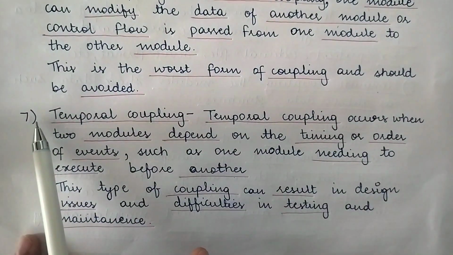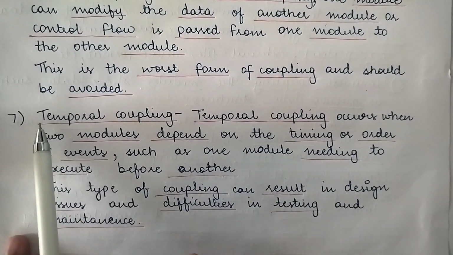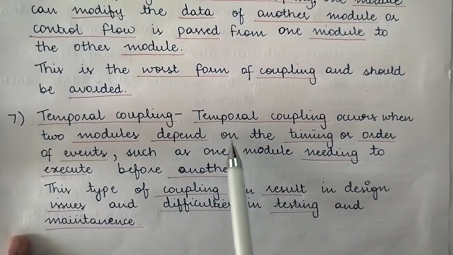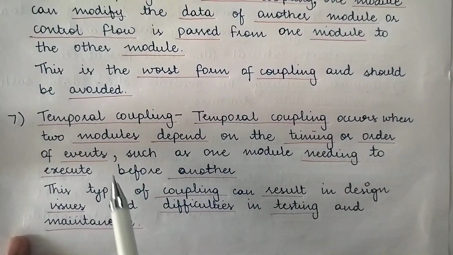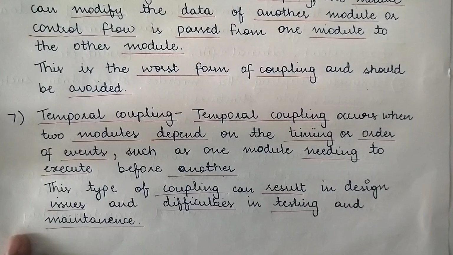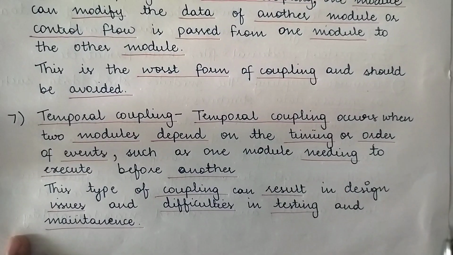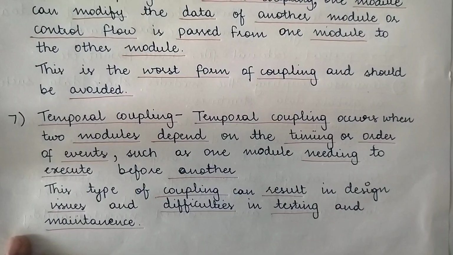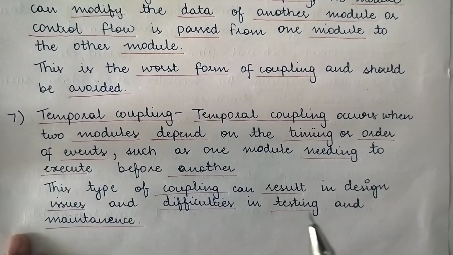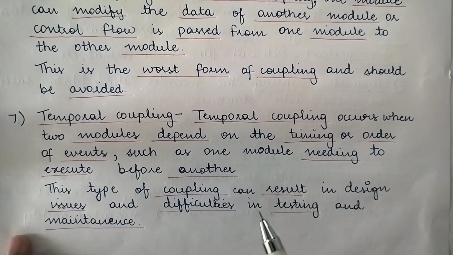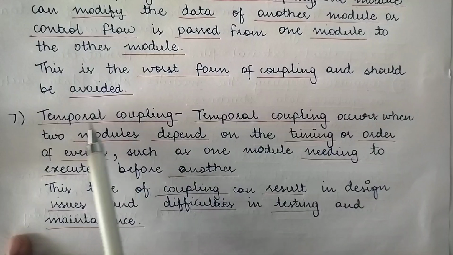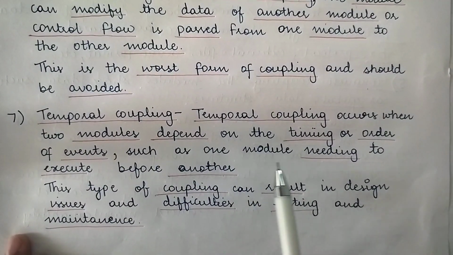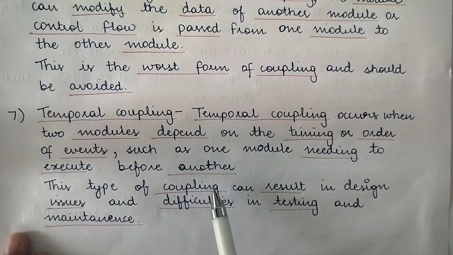The last kind of coupling that we will be studying is temporal coupling. In temporal coupling, two modules depend upon the timing or order of events; one module depends upon the timing of another module or the order of events of another module. Say for example, module 2 will be executed only when module 1 has been executed. Such coupling is referred to as temporal coupling. That means one module needs to execute before the other.